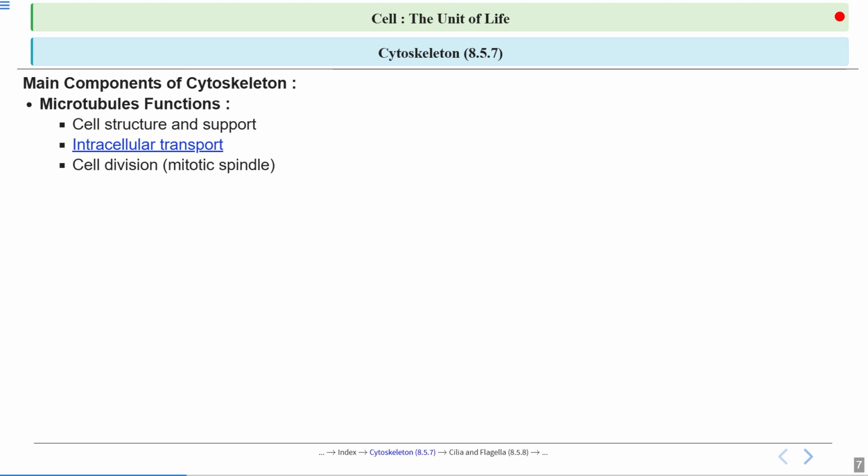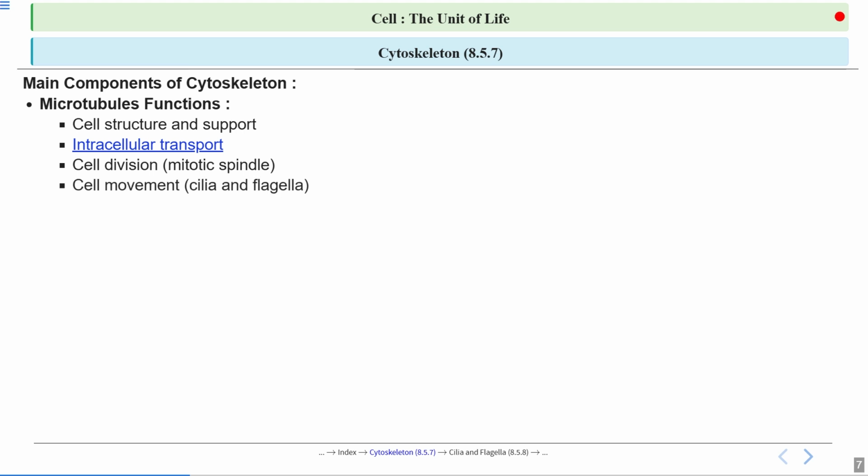So these microtubules help in cell division. How? By forming the spindles, which are made up of microtubules. What is the function of microtubules here? They help in the separation of the chromosomes. There are some chemicals which prevent the formation of this spindle, so they can induce polyploidy in the cells.